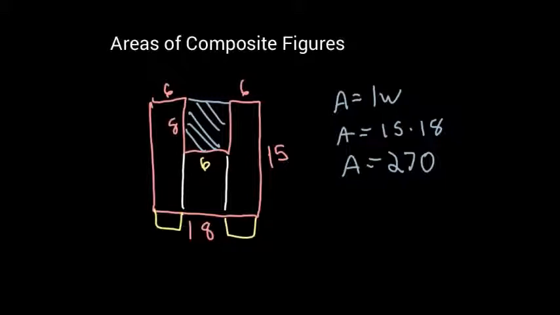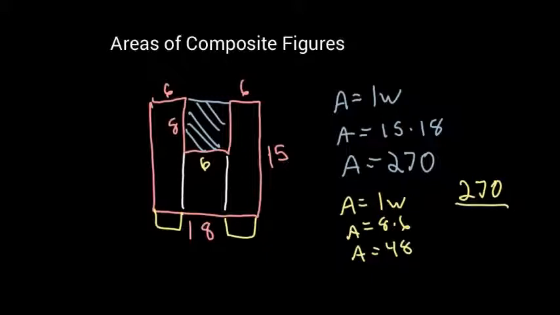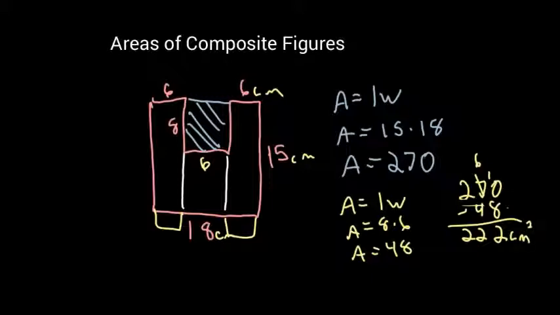And now you find the area of that. So the area would equal, again, length times width. So area would equal 8 times 6. So area would equal 48. Now I take the 270 and the 48 and I subtract them. Oops. So gotta borrow. So 222. And let's go ahead and give these units. So let's say these are all centimeters. So it'd be 222 centimeters squared.